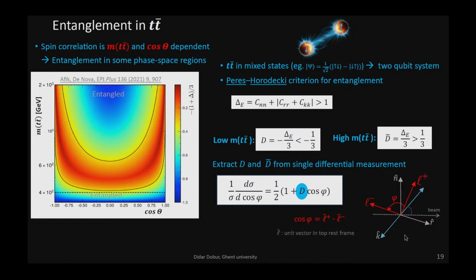So you can see the map here. The blue regions are where we expect such high correlations that the top spins are entangled. And we can use the Peres-Horodecki criterion to come up with a threshold to measure this entanglement. These C_nn, C_rr, C_kk are the diagonal elements of the spin correlation matrix that I mentioned two slides back. Or we can use simplified parameters, D and D tilde, which we can extract from a single differential cross section. Namely, in the dileptonic t tbar channel, we need to measure the angle between the two leptons, where the lepton momenta are boosted to the top rest frame.